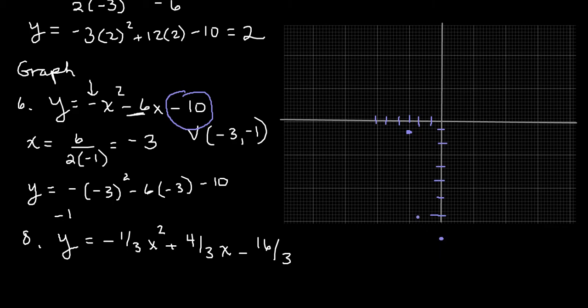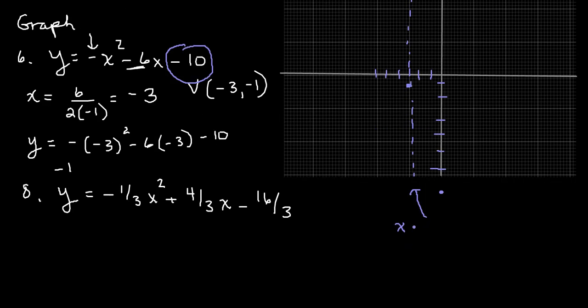Now, with parabolas, they're always symmetrical around a thing called the line of symmetry. The line of symmetry goes through the x-coordinate of the vertex. So this is our line of symmetry. I'm having trouble drawing it straight. It's a vertical line, so it's going to be x equals whatever your x-coordinate is, negative 3. So that's your line of symmetry. That means the parabola could fold in half on that line and be the same on each side.